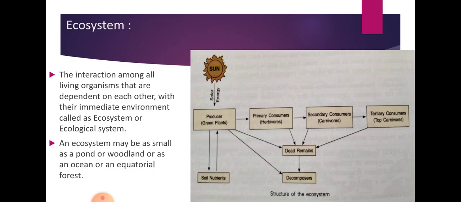This interaction leads to the formation of the food chain. What is food chain? Food chain means the transferring of energy from one component to another component. Food chain is the transferring of energy from one to another. That is the food chain.